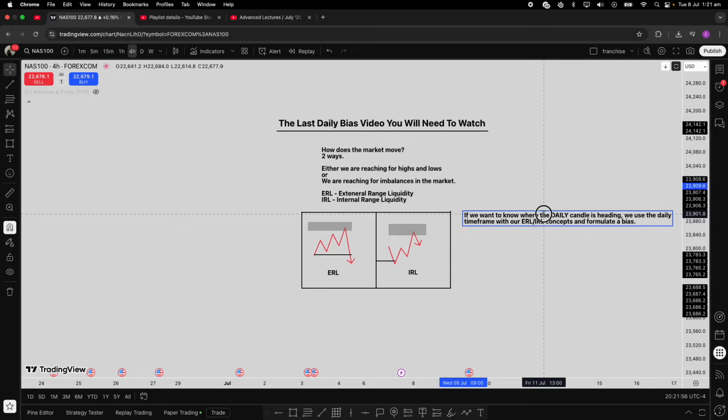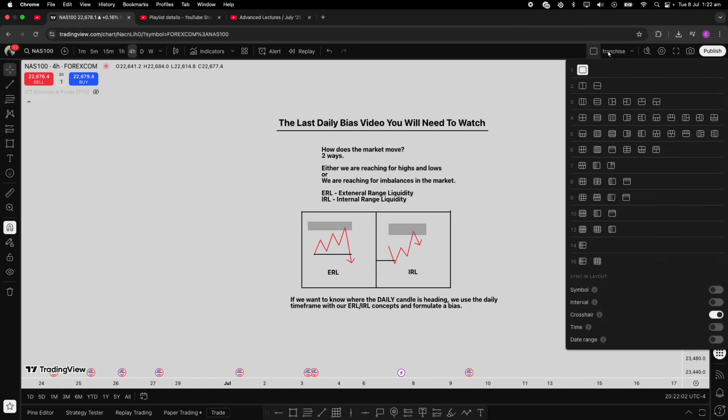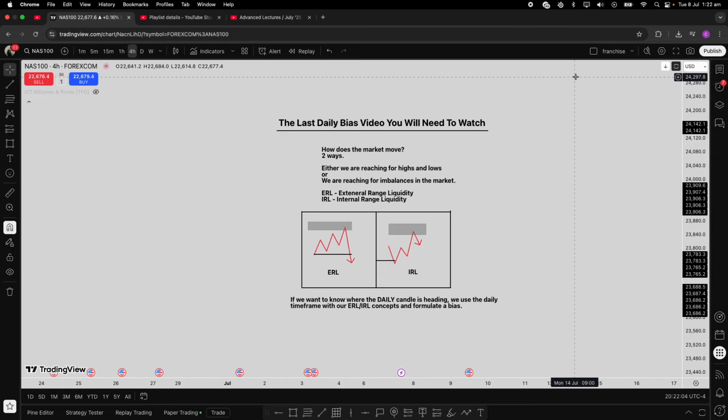Now ICT also states that unless it is very obvious where we're going, it's not impossible to trade, but it is lower probability. So you want to have a clear draw on liquidity on where price is likely to head on the daily time frame, using ERL and IRL concepts.